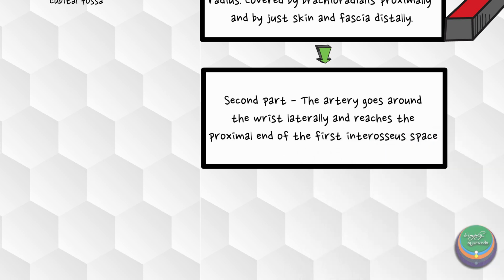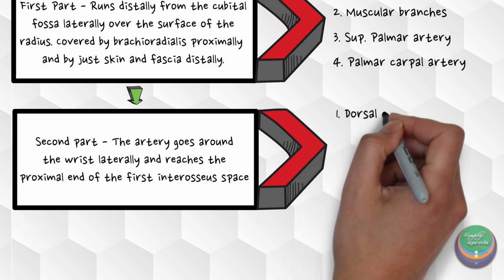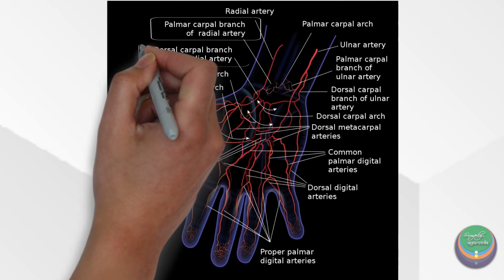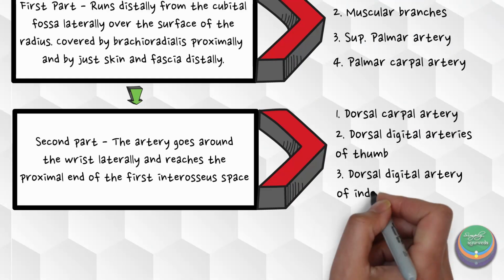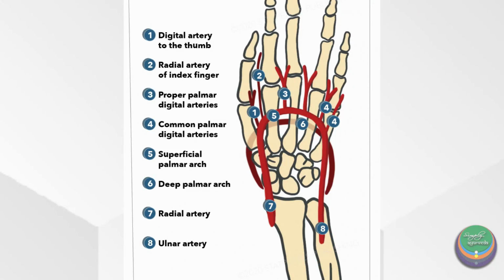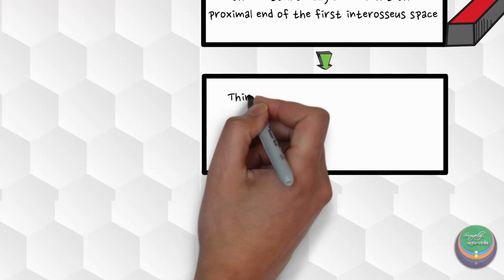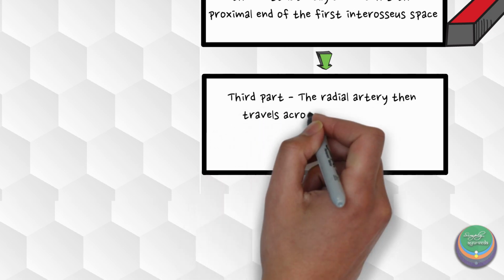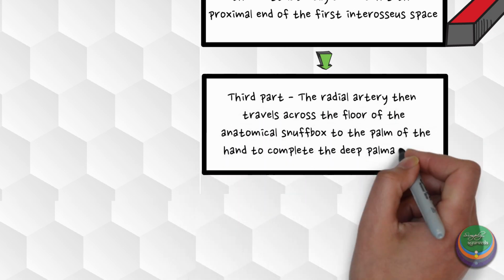The following branches arise from this part. The dorsal carpal artery arises while the radial artery winds laterally across the wrist and it forms the dorsal carpal arch. The two dorsal digital arteries of the thumb and the dorsal digital artery to the radial side of the index finger also arise from this part. The radial artery then travels across the floor of the anatomical snuff box to the palm of the hand to complete the deep palmar arch.